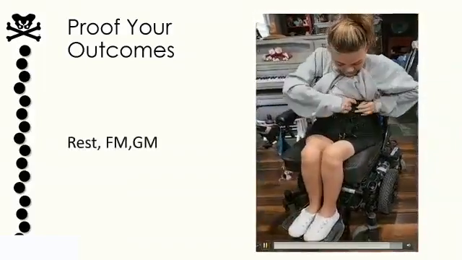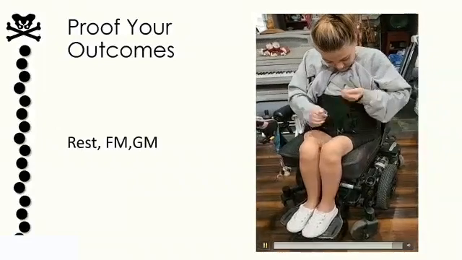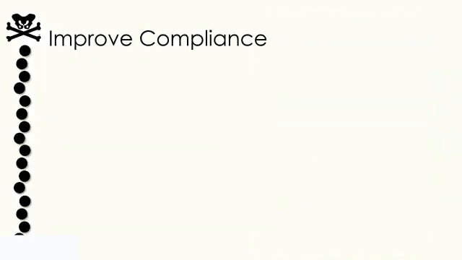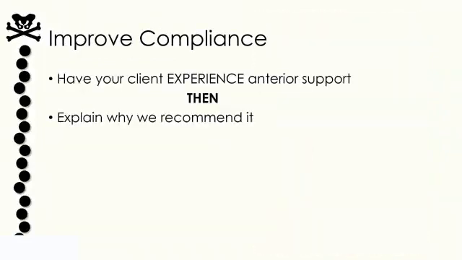All right, so we're proofing our rest, fine motor, gross motor. Improve compliance by letting them feel it first. If you show an abdominal panel to 10 out of 10 people, they are going to say, I don't want that thing. But if we can get them to feel the response and feel what their body can do, then they're much more likely to accept it.